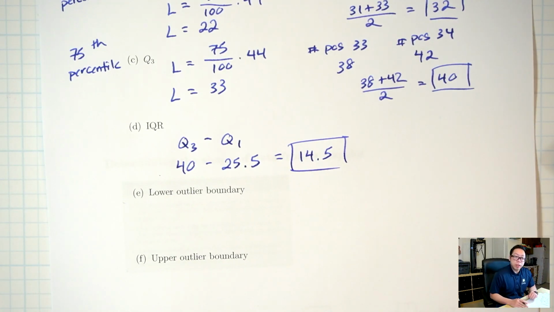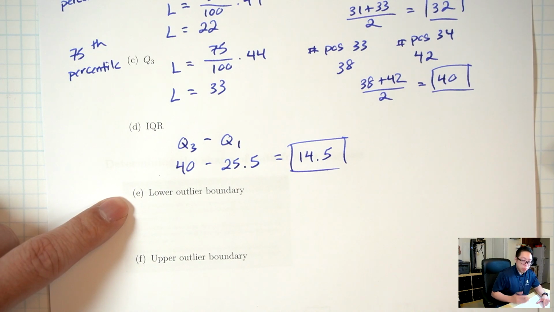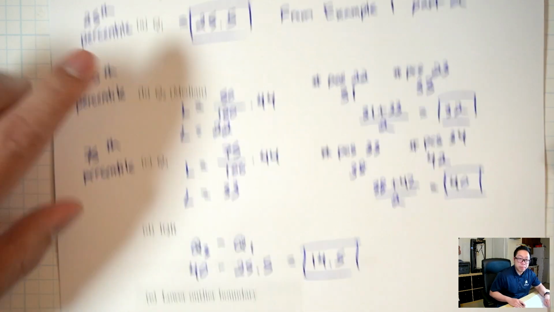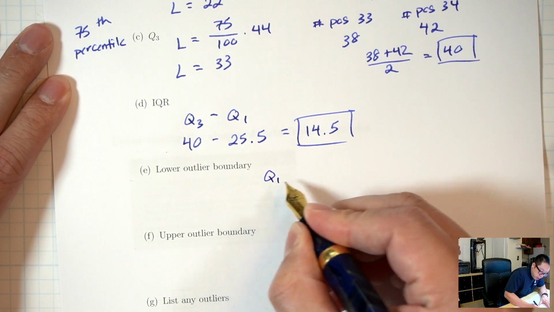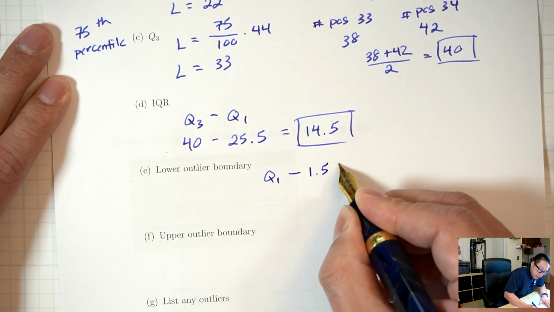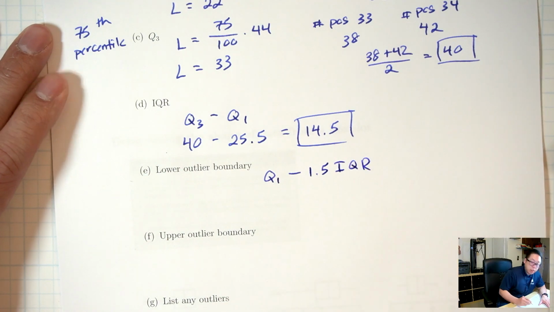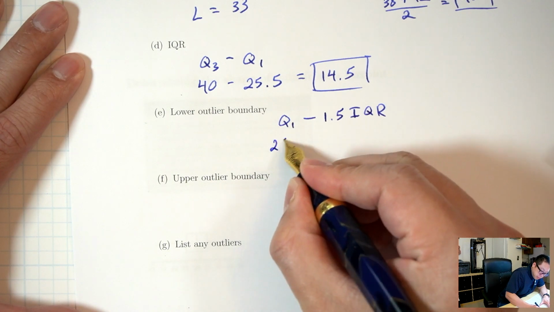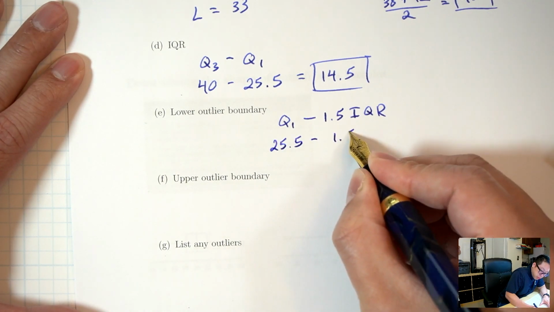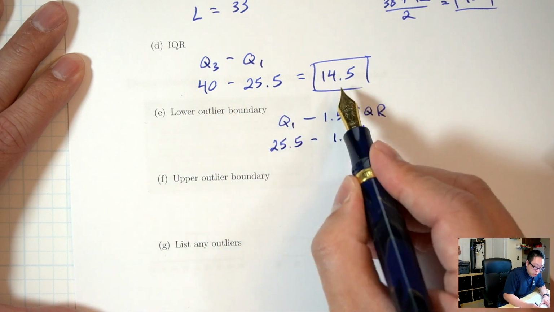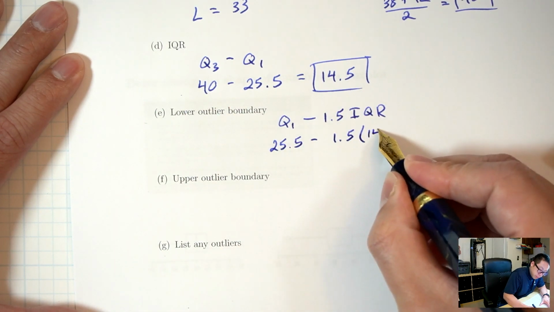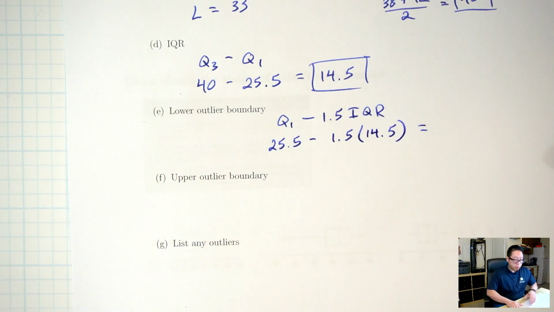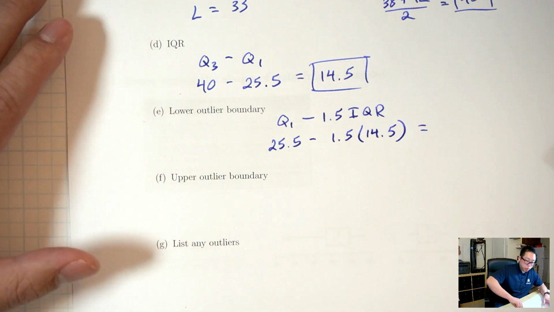Okay, lower outlier boundary. So lower outlier boundary, you start with your lower quartile, which is Q1. And then you subtract 1.5 IQR. So in our case, Q1 is 25.5 minus 1.5 times the IQR, which was the 14.5. Okay, so 25.5 minus 1.5 times 14.5, 3.75.